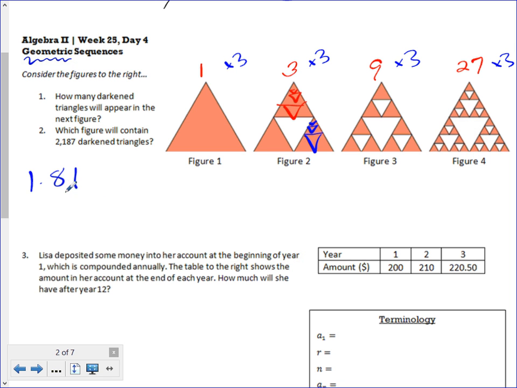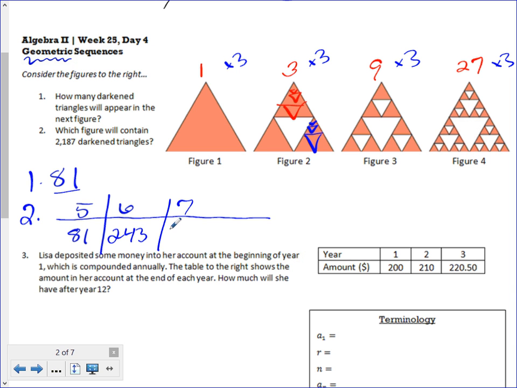57. I don't know how you got 57. Figure 7. Let's find out. What did you do? Okay, so we've got figure 5 had 81 triangles. Figure 6 has, I think we skipped one, 81 times 3 is 243. And 7 is 729. And 2,187. So 8. So figure 8.